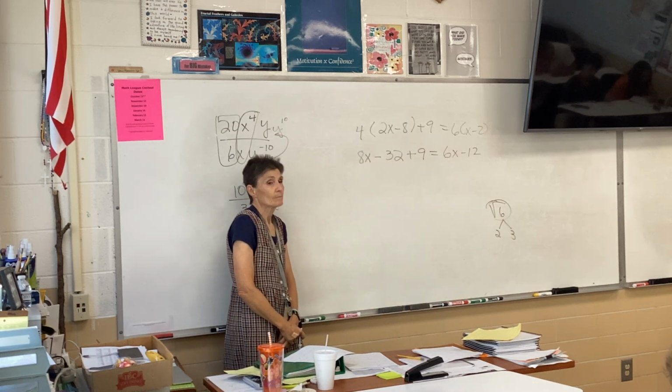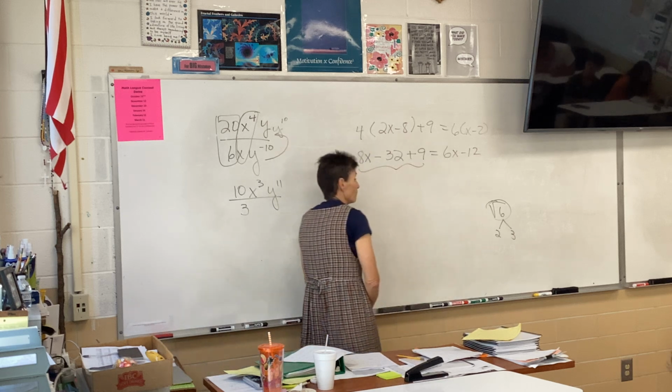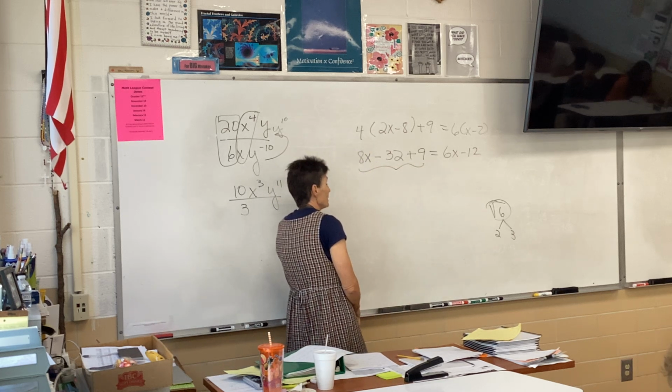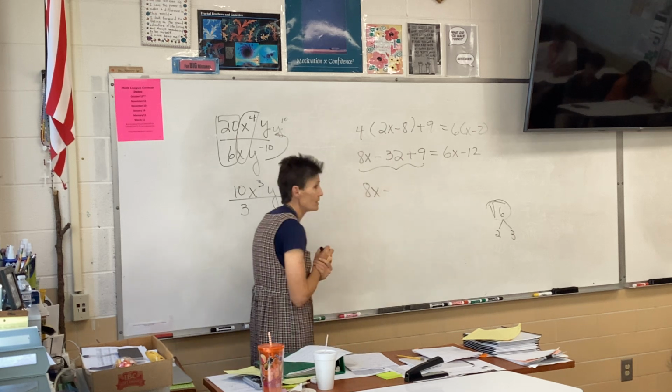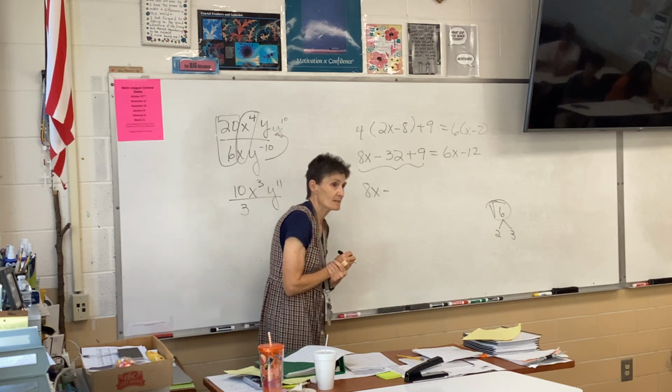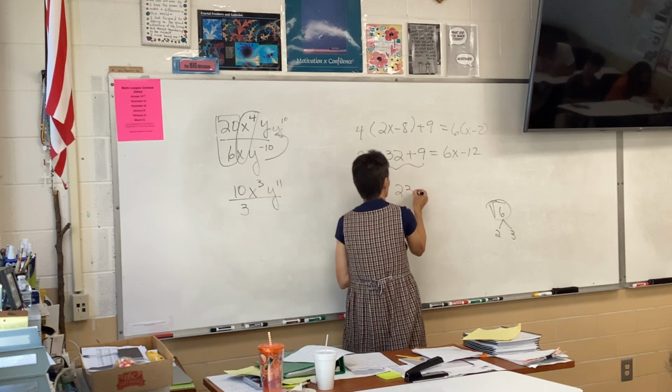Combine. Let's combine like terms over here. Before we start moving stuff around, it's easier to go ahead and get it cleaned up. So what is a negative 32 and a positive 9? Negative 23. Negative 23.